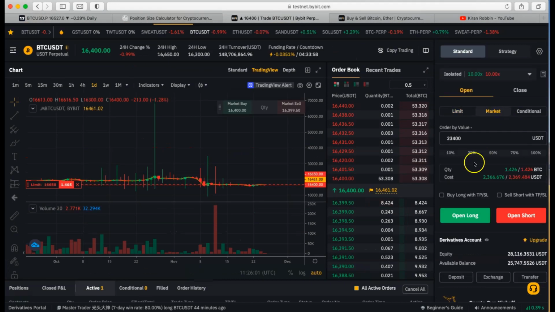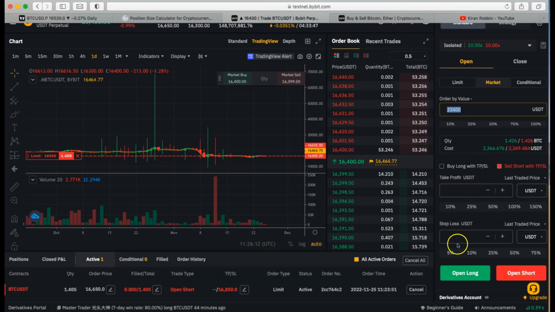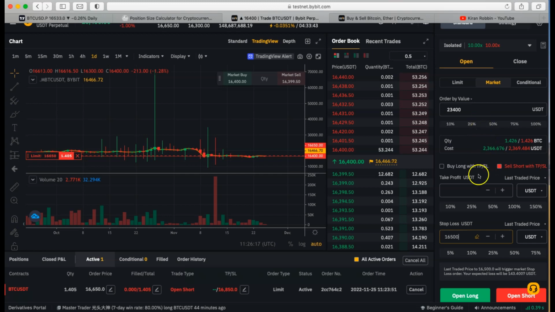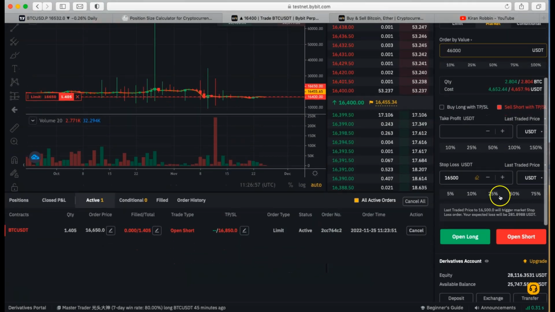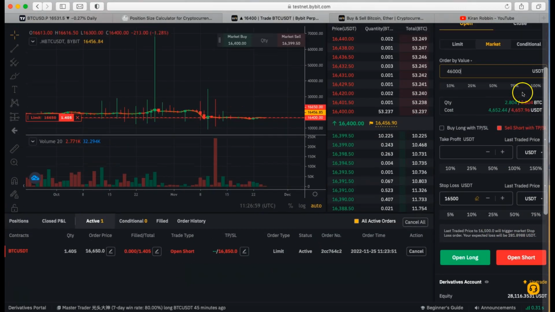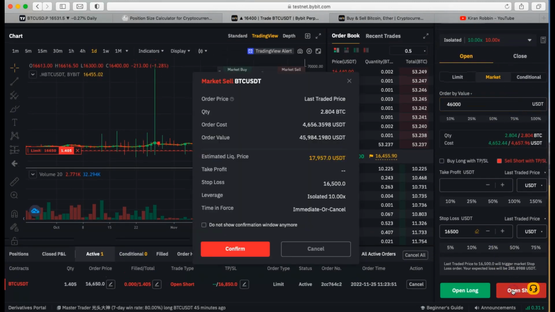So I'm just going to open an actual market order just to show an example. Say, for example, I put the stop loss at 16,500 for the sake of this example. In this case, I've increased the value of the trade to 46,000 using 10x leverage. And if I lost this trade, it'd be $281. I'm just placing this trade as an example to highlight the point of a market order. So I'm opening short, and as you can see, liquidation price 17.9k, quantity 2.8 Bitcoin, and it's happening immediately.